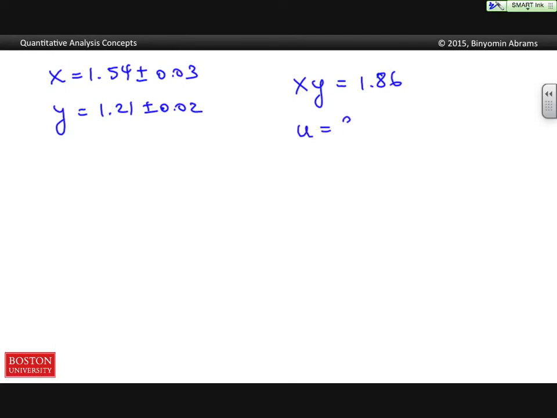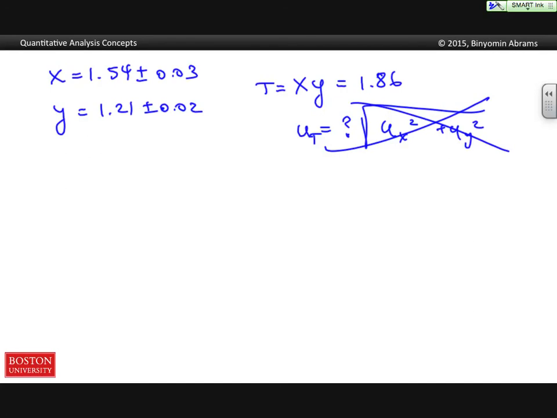So that's good for addition and that's good for subtraction. When it comes to multiplication and division, this becomes a little bit more difficult. So let's take the same set of numbers, x, which is 1.54 plus or minus 0.03, and y, which is 1.21 plus or minus 0.02. And instead of adding them together now, let's divide them or multiply them. So let's take the product. So x times y in this case is 1.86. And the question is, what is the uncertainty in this value? Now, unlike in addition and subtraction, we're not going to say that the total, so let's call this t for total, is the sum of the uncertainty in x squared plus the uncertainty in y squared. That's not going to be the case.